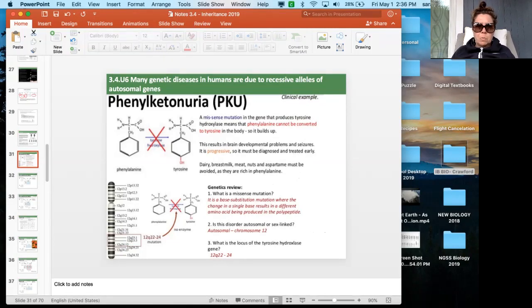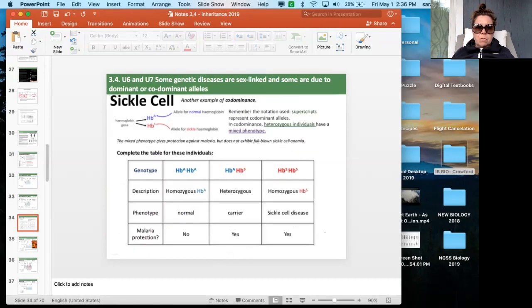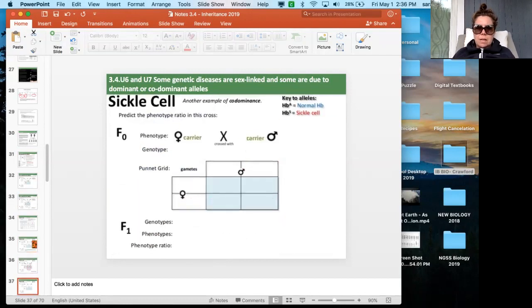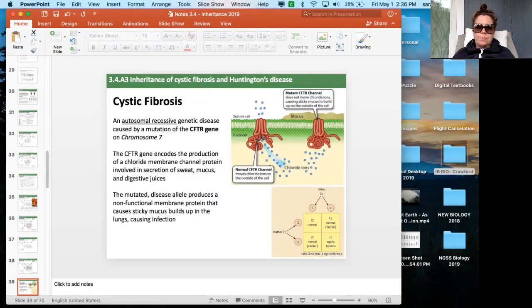So PKU is pretty nasty, but go through that. Sickle cell, I swear, is on the IB exam every single year. And it's kind of a cool one because it has codominance mixed in with it. And there's actually some benefit to being a heterozygote because it gives you malaria protection. So you guys should read up on that a little bit as you click through this. And here's just a Punnett square showing this kind of stuff. So you can do Punnett squares for anything.